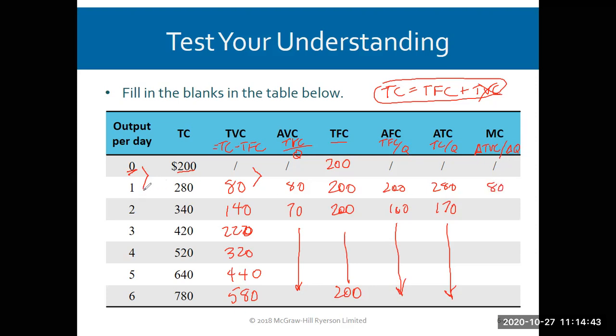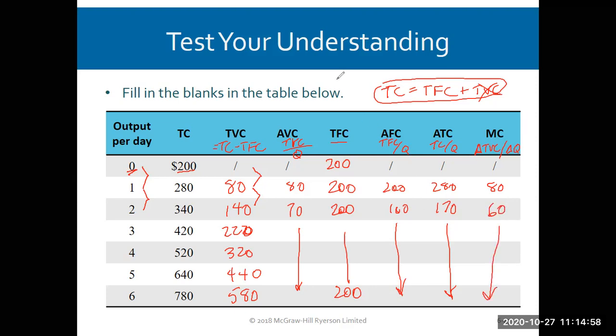It's more interesting. My output still only goes up by 1. That's what I'm going to divide by. But the total variable cost goes from 80 to 140, which is now 60. So 60 divided by 1 is 60. And we fill the rest of those in.